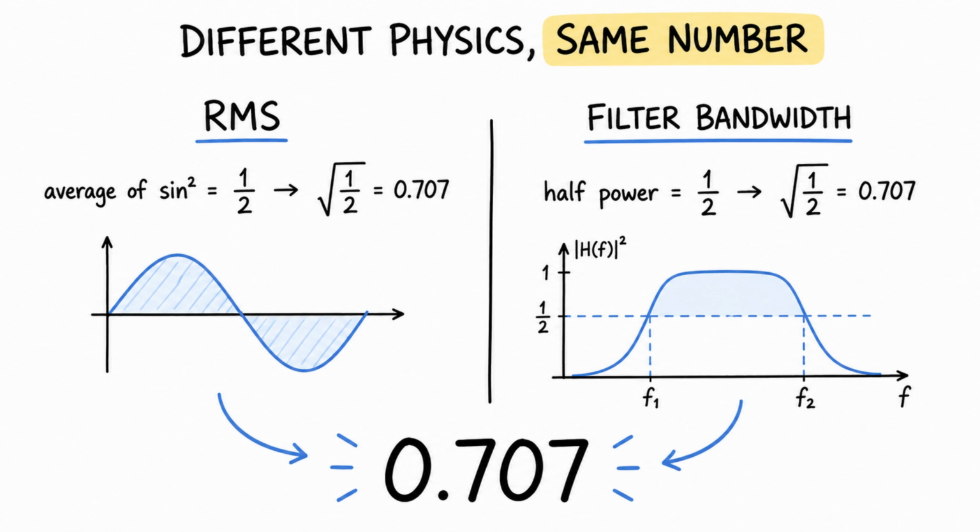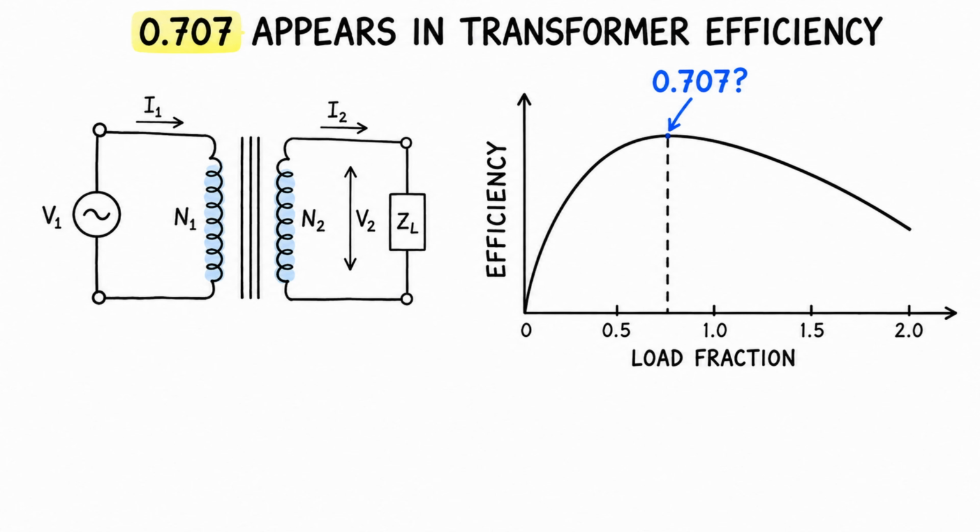In RMS, it was the square root of the time average of sine squared. In filter bandwidth, it is the square root of the power ratio at the half power point. The mathematical operation is the square root of 1/2 both times. The physical situation is different. The number is the same. Now we go to transformer efficiency. And 0.707 appears here through yet another completely different mechanism.